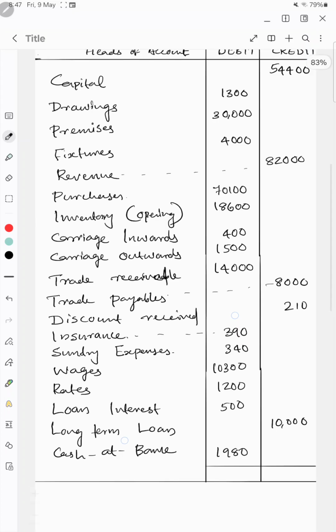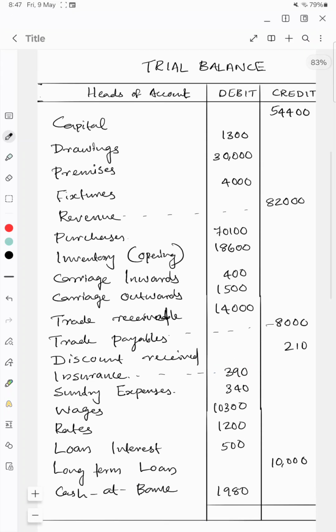Now you can check both sides, debit and credit should be equal. The modern rules are applied here. The assets, expenses, and drawings will be on the debit side. Liabilities, revenue, and capital will be on the credit side. Otherwise it will not be equal. So check the debit side.